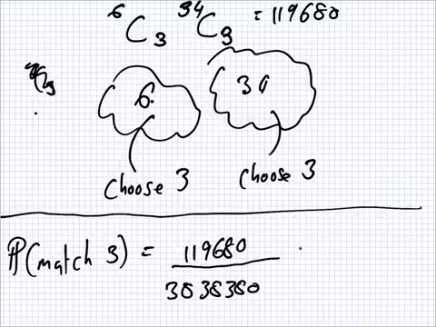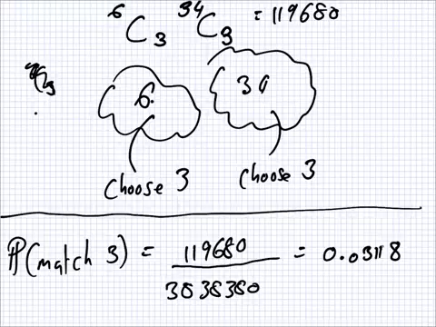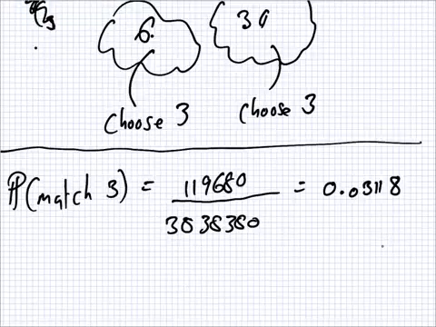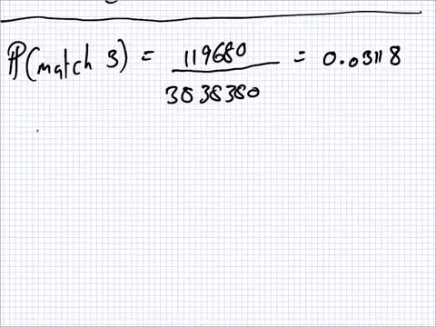So not great, not too bad. 0.03118 is your probability of matching 3 numbers. Actually, for lottery games, not bad, because usually the probability is much smaller than this. So this is why you shouldn't play the lottery. You've got really bad chances.